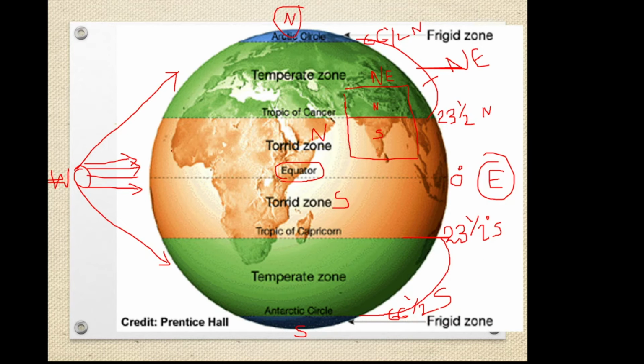So look at the diagram. As the sun is located very far, this region is getting slanted rays of the sun. So here you can see the temperature will be less than this particular region. All the European countries are actually located in the temperate zone. Now we will see which is the last one.